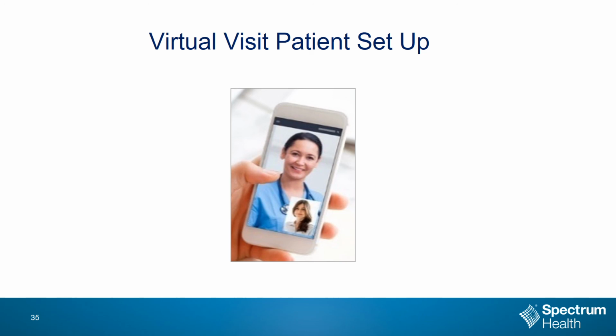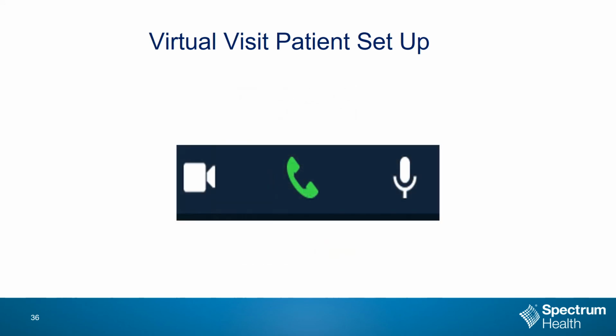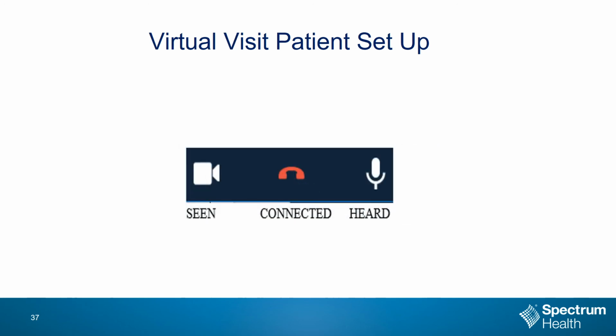A Spectrum Health employee face will appear on the main screen, and the patient will appear in the lower right corner, letting you know the connection has been established. To start the visit, click on the green phone button on the bottom of the screen. The green phone button will turn red when the patient is connected. After the visit is completed, press the red phone button to hang up.